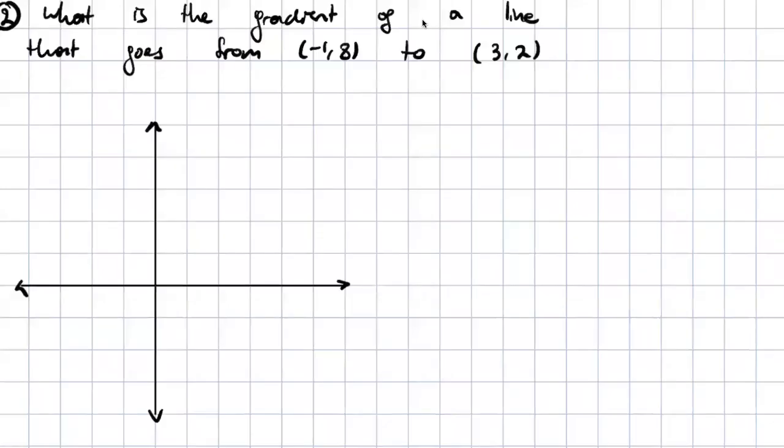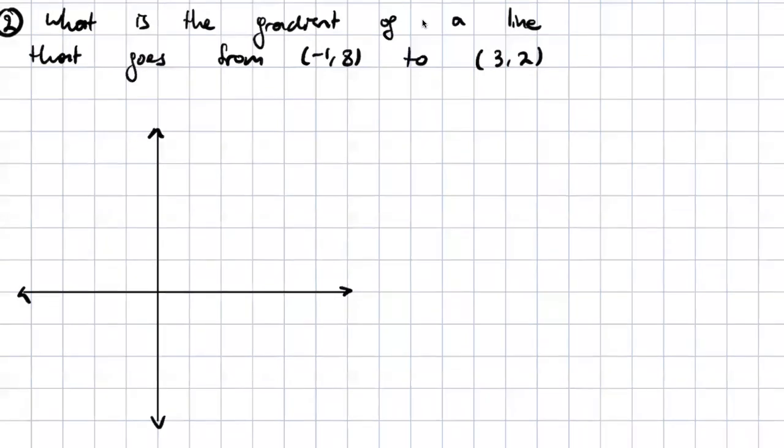Okay, so let's have a little go at this next one. Again, we're calculating the gradient between 2 points. When we do this, we want to make sure that we're really careful with any negatives that occur. And we want to make sure that we get the sign of the gradient correct, i.e. whether it's negative or positive.